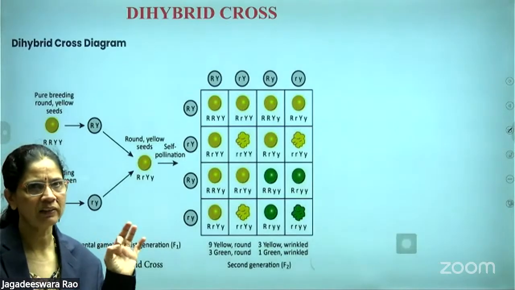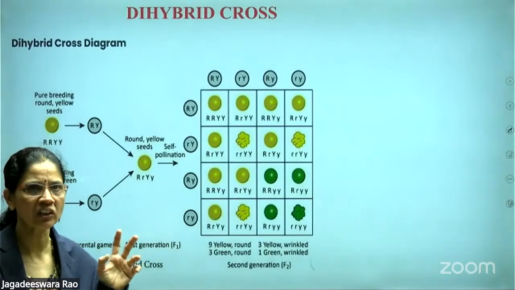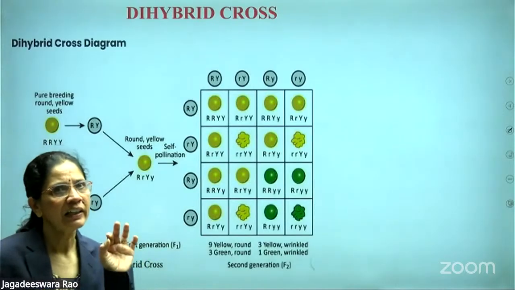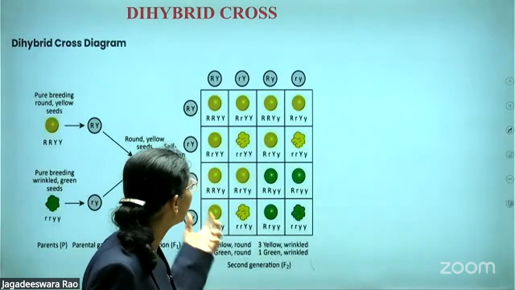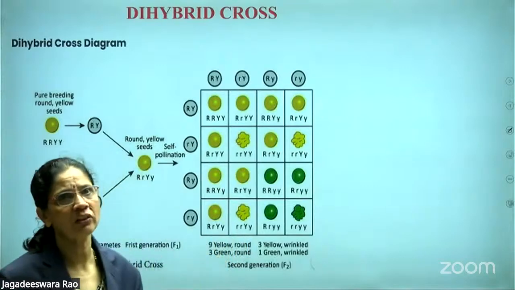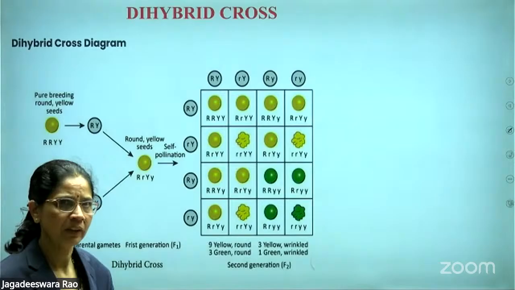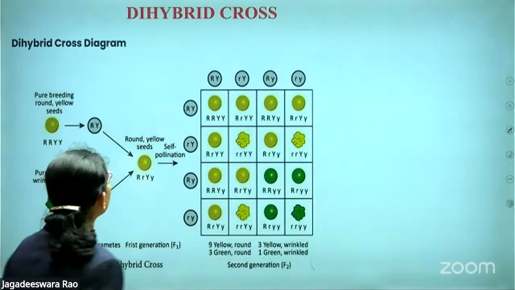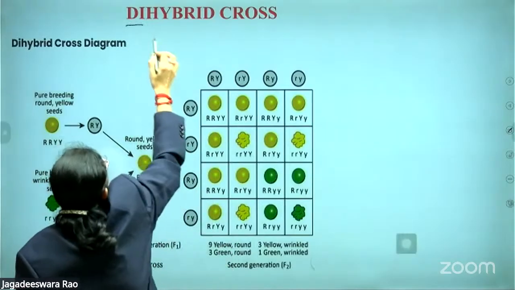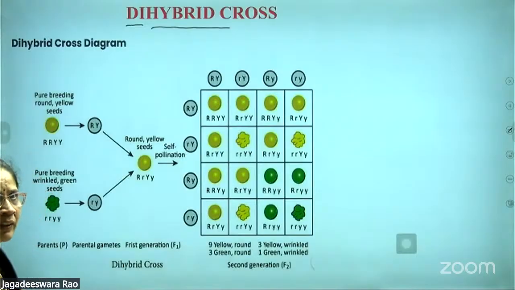Dihybrid cross means two gene inheritance. In monohybrid cross, Mendel studied only the expression of one character at a time. Here he studied or observed the inheritance of two characters at a time. Two characters are governed by two genes, di, right? What is the word? Di means two. Two genes are present in a hybrid, that is dihybrid cross.